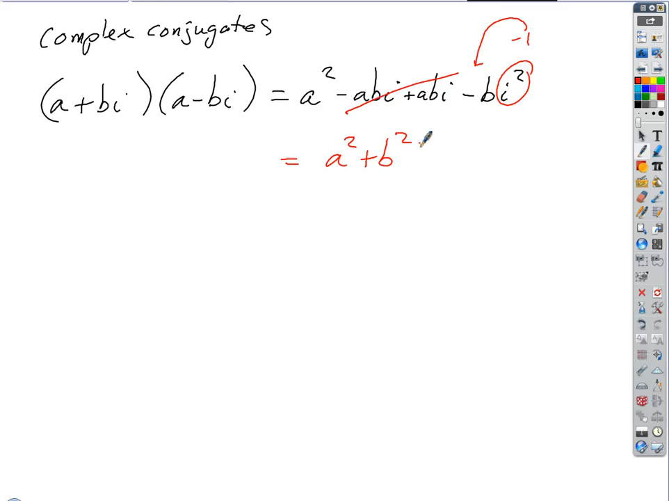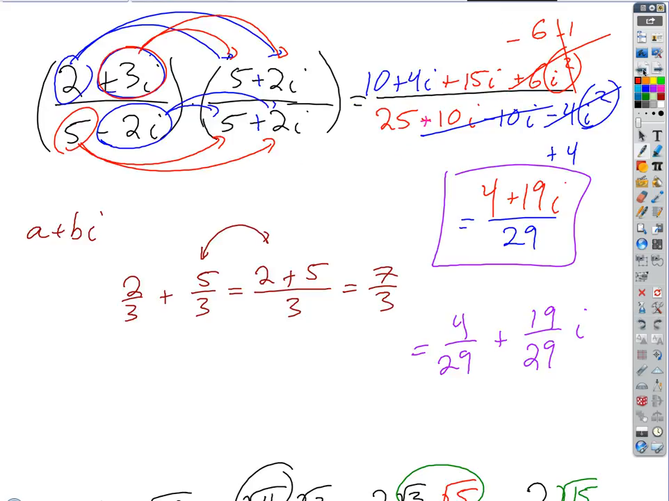Every time. The reason I show you that is because you don't even have to go through the process of distributing everything. We could have saved ourselves a lot of work on this last one. We could have just said, okay, I've got 5 there and 2 there, and so my answer is going to be 5 squared plus 2 squared is 29, right?